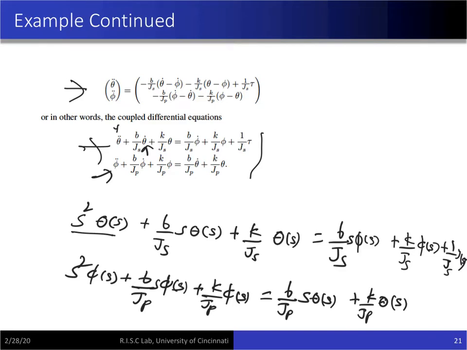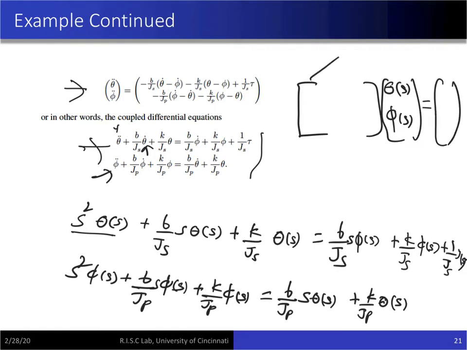We have to solve for them. You can segregate phis and thetas, but now you can write it in a matrix form, because you have theta(s) and phi(s) as a vector equal to something, and then you can take an inverse of this and solve for both phi(s) and theta(s) as a function of tau. So that's one approach to solve for them.